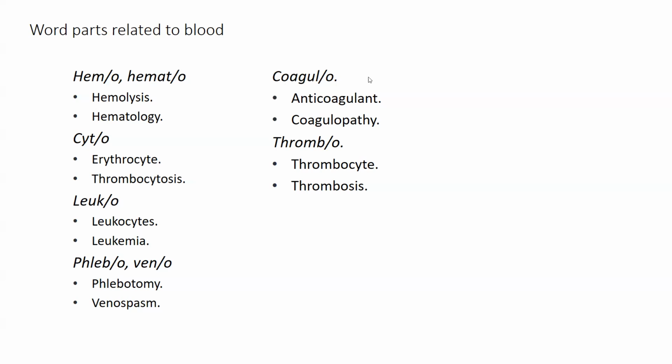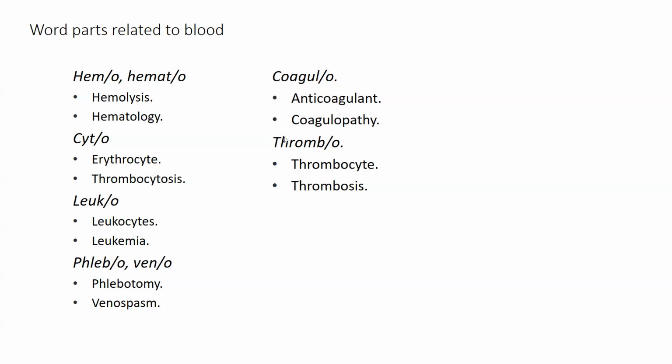Coagulo refers to blood clotting. So anticoagulants, often referred to as blood thinners, they don't change the thickness of the blood, but they do interfere with clotting. An anticoagulant keeps the blood from clotting when it shouldn't. Coagulopathy would be a disease of clotting. So you're not clotting properly. Either you're clotting in inappropriate times and places, or you're never clotting, like in hemophilia.